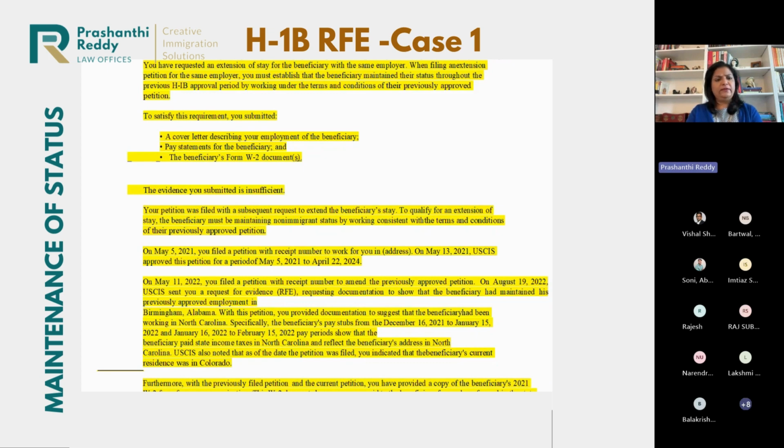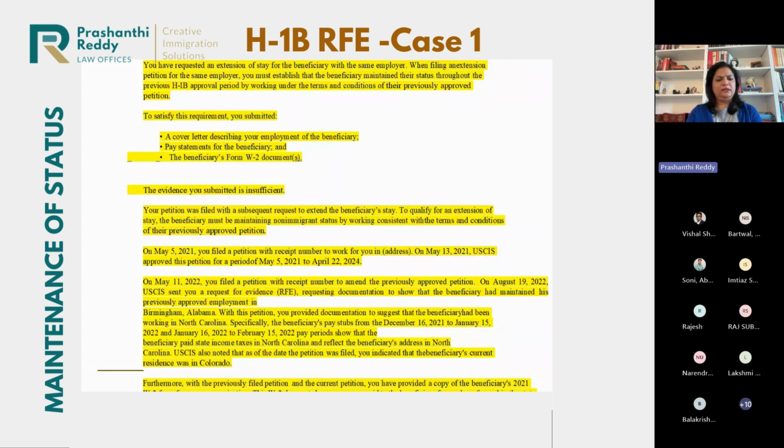So let's go through the RFE. It says your petition was filed with a subsequent request to extend the beneficiary's stay. To qualify for an extension, the beneficiary must show that they're maintaining status. And then they talk about how the previous petition was filed on May 5th, 2021. And they say in May 2022, you filed a petition with a receipt number to amend the previously approved petition. And then in 2022, they sent an RFE.